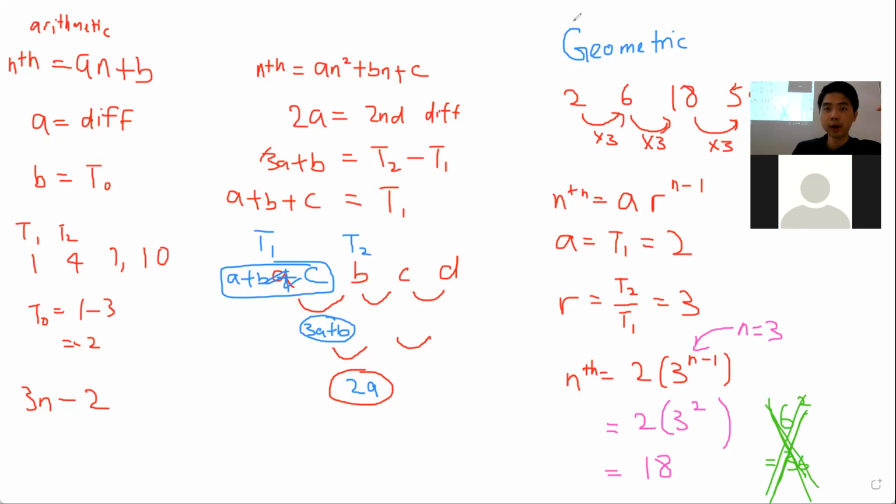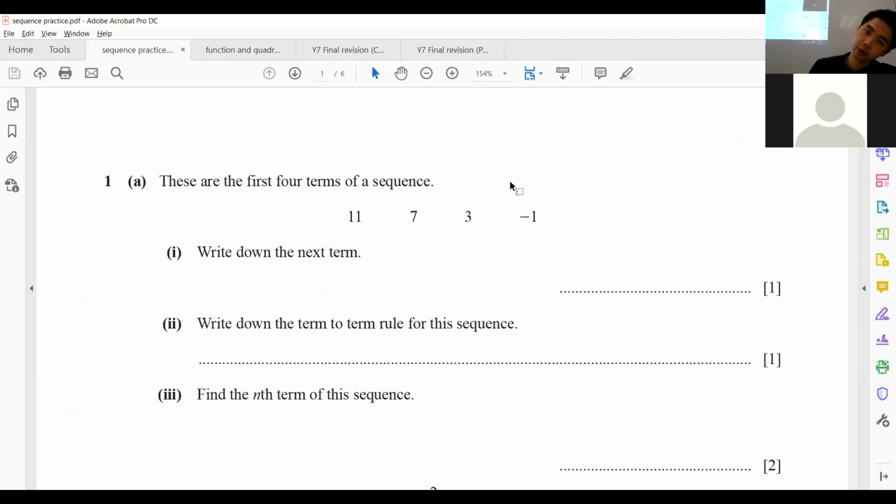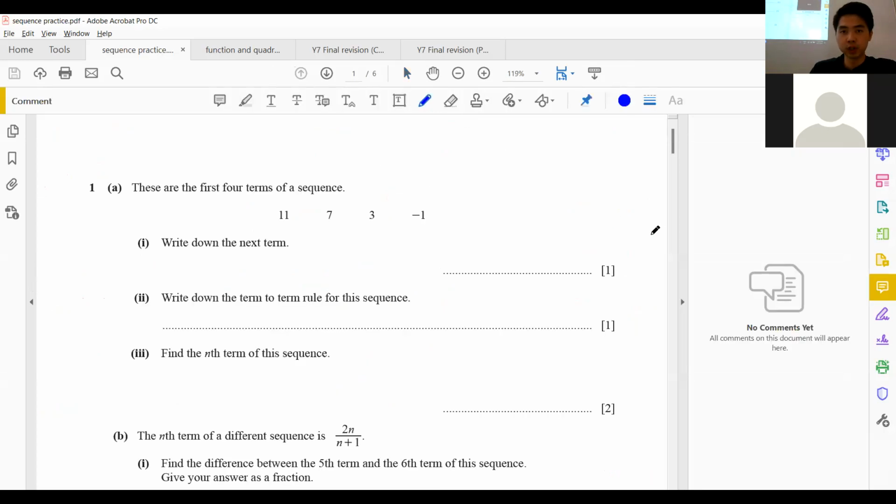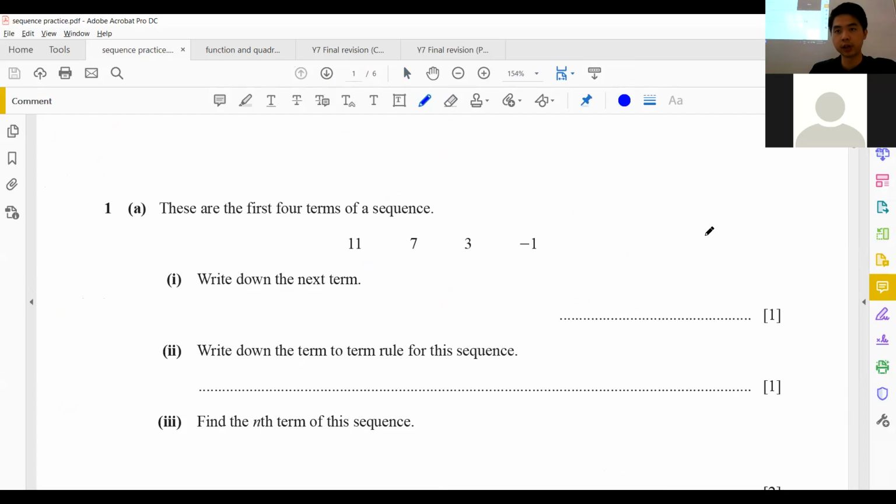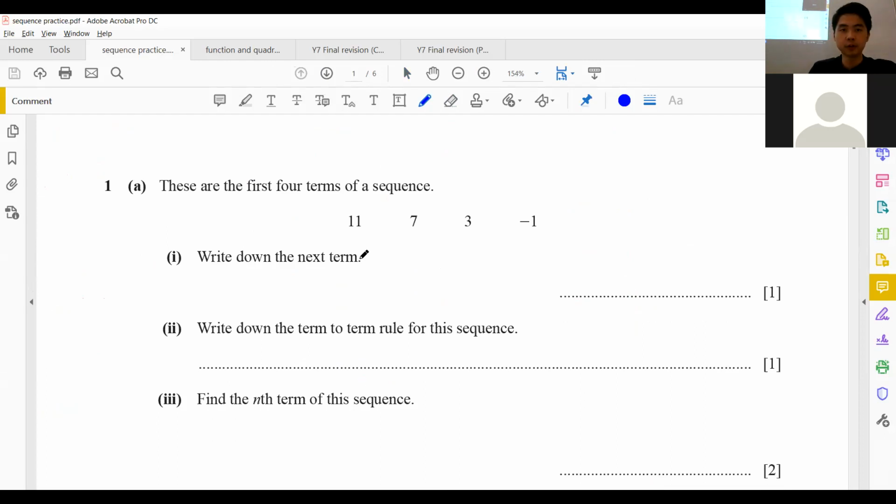Okay, everyone all right with this part? Then what we're going to do is look at the worksheet that I sent to you guys last night, starting with your simple arithmetic sequence formula. I'm going to go through some of it with you, and then I want you guys to try the rest of it yourself. Now, in this question, first they ask you to write down the next term.